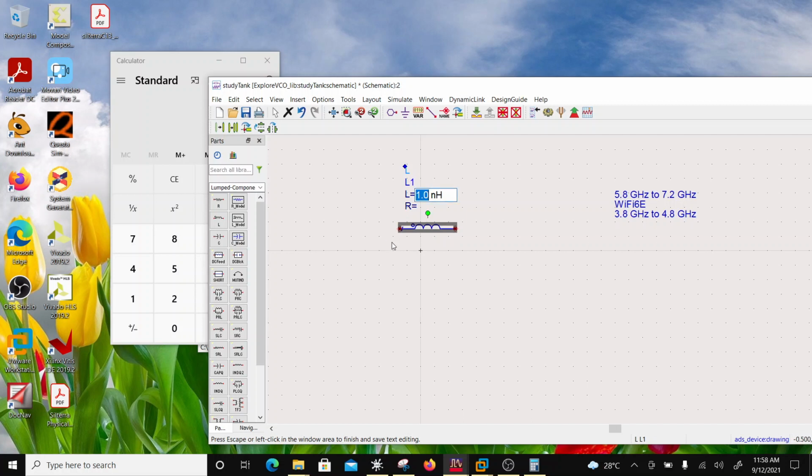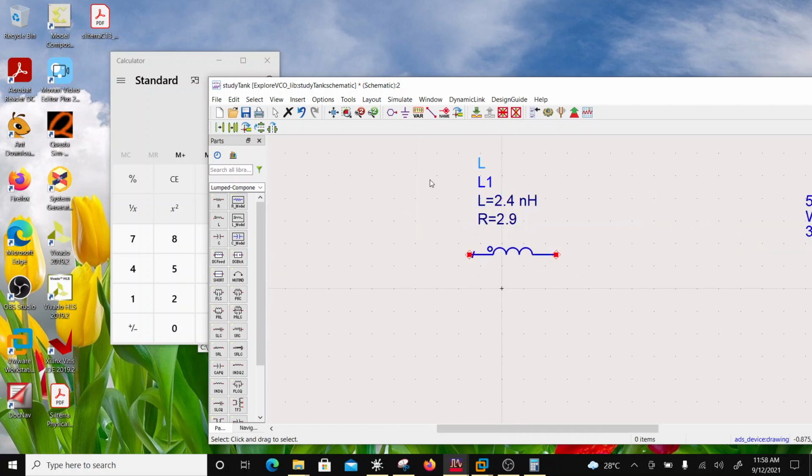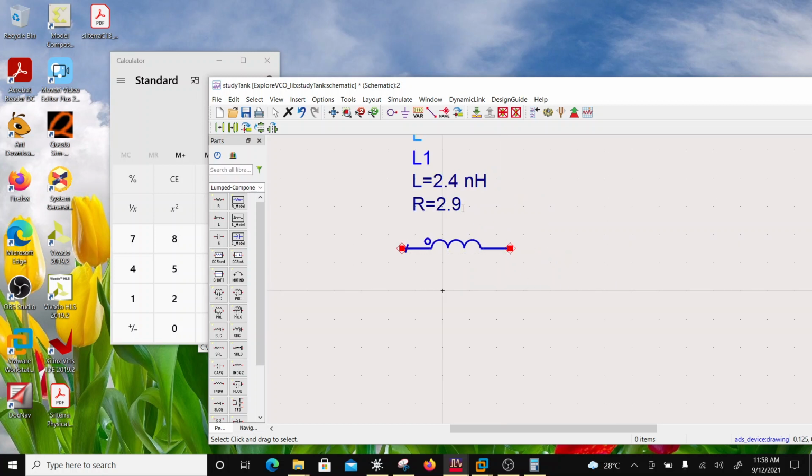Okay, let's choose this to be something like 2.4 nanohenry, and this typical number is going to see a series equivalent resistance of something like 2.9 ohms. This depends on the process, the metallization and stuff like that, what that loss is. And then I want to put in here varactors.